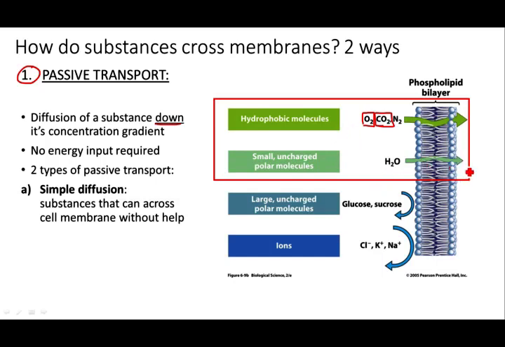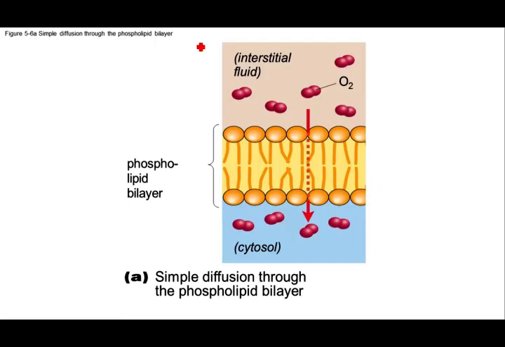Water can also go straight across by simple diffusion. And actually, water that's diffusing is called osmosis, or diffuses by the process of osmosis. Because water is so important and is everywhere, we're going to talk about water separately and how osmosis works. We're going to spend some time on that in a few minutes. Okay, so that's simple diffusion, and here's the example using oxygen.